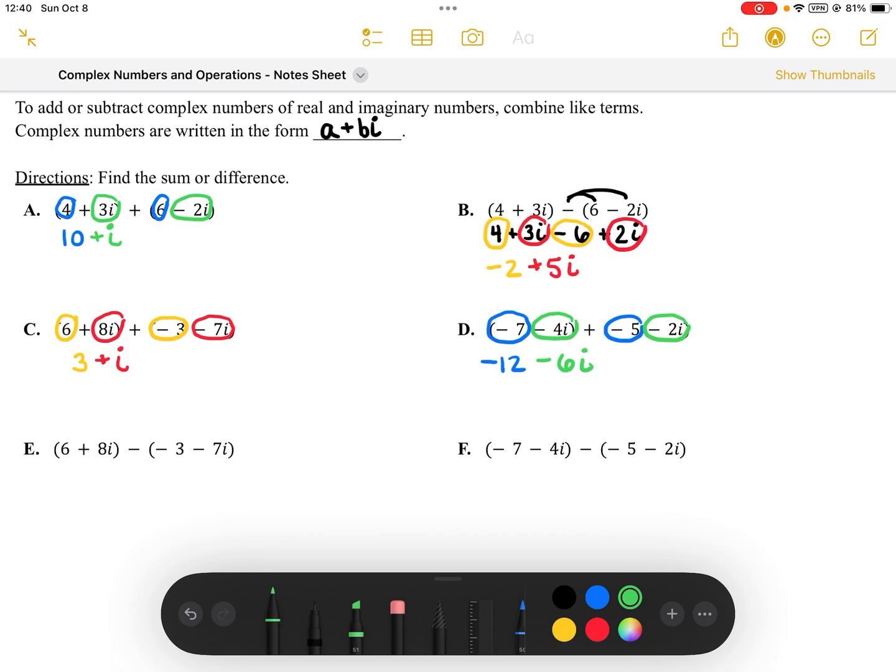For E, I have 6 plus 8i minus, in parentheses, negative 3 minus 7i. I'm subtracting, so I need to distribute that negative first. So I'm going to have 6 plus 8i. The negative times negative 3 will give me a positive 3. Negative times negative 7 will give me a positive 21i. Now I'm going to combine my like terms. So 6 plus 3 will give me 9. 8i plus 21i will give me, where did I get 21 from?